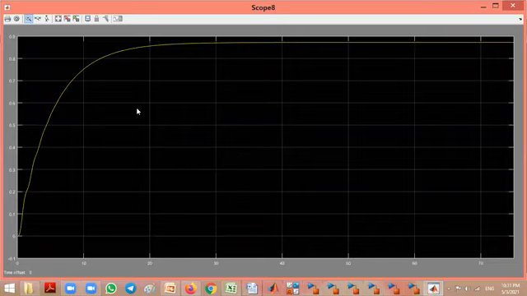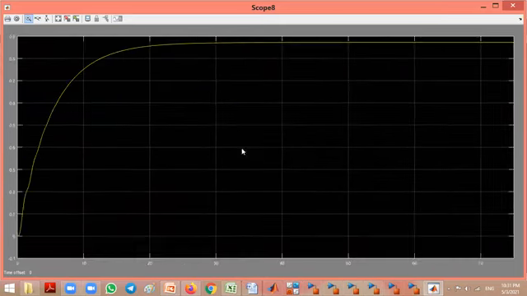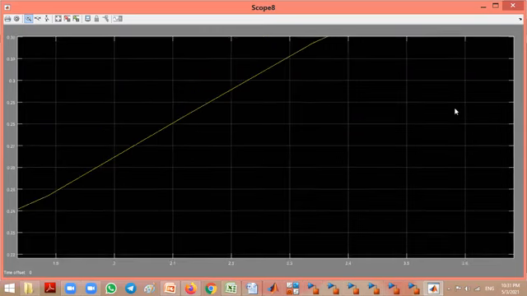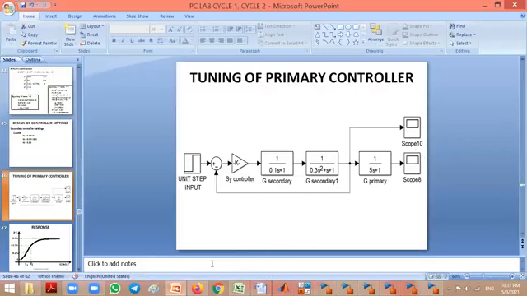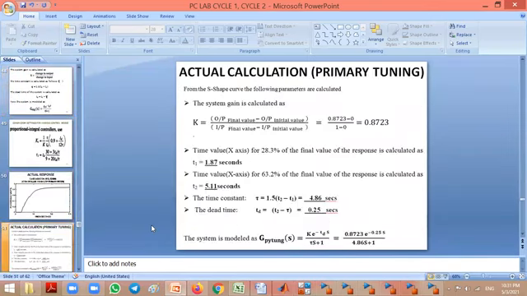Scale. See the S-shaped curve you are getting. Again you do the 0.632 value, and after that you do for 0.283. You find the values, and then you calculate the gains. See here, I have shown 0.8723 minus 0 divided by 1 minus 0, in the output calculation. That is the thing.